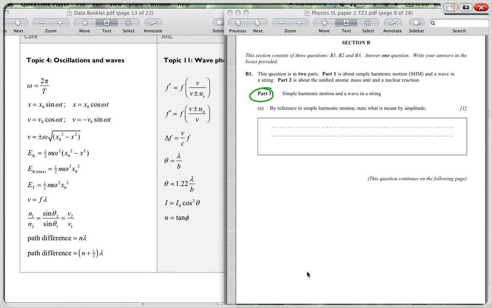Here we have part 1, simple harmonic motion and a wave in a string. Now the first part starts off with the definition of amplitude. By reference to simple harmonic motion, state what is meant by amplitude. Okay, so the amplitude is the maximum displacement from the equilibrium.